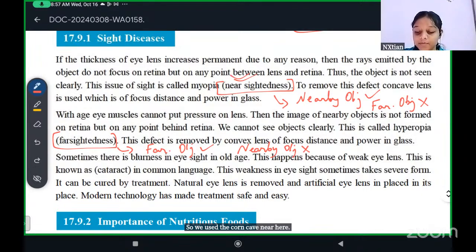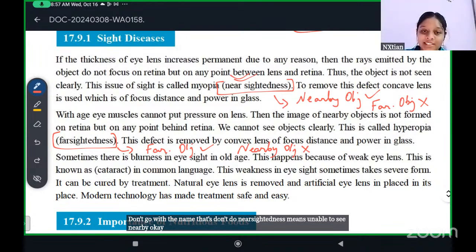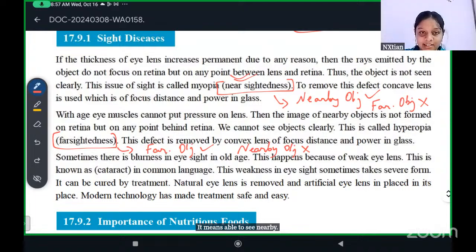But in farsightedness, you are able to see far off objects. Don't go by the name. Nearsightedness means able to see nearby objects. Farsightedness means able to see far off objects, but unable to see nearby objects. I hope you are able to relate. Yes, Abraham, your question?